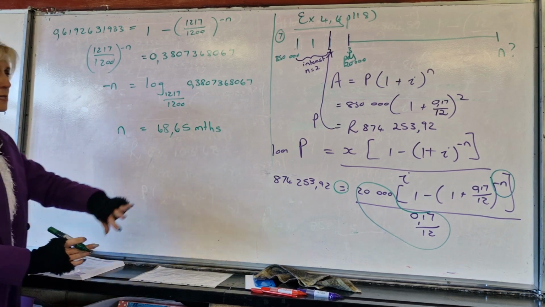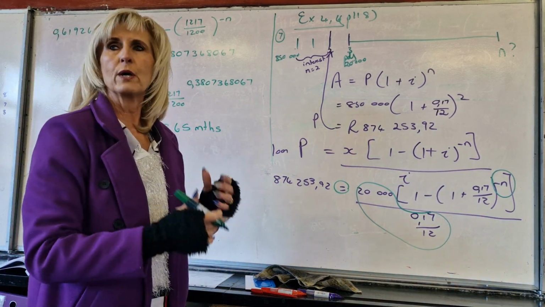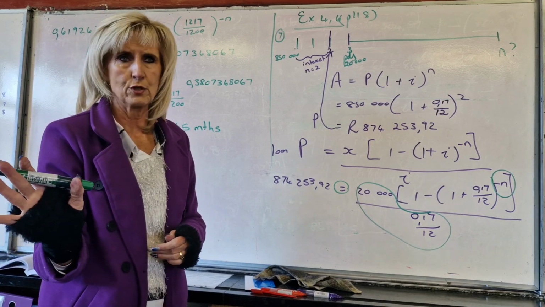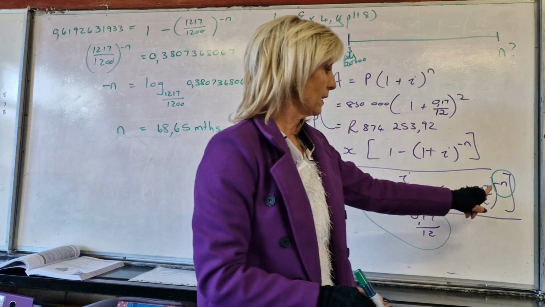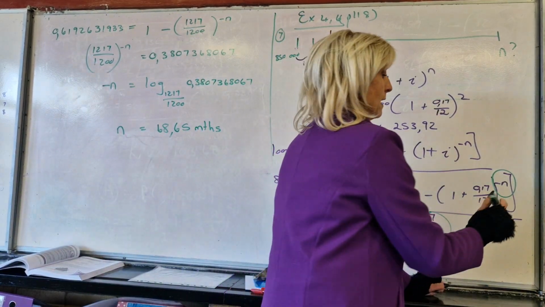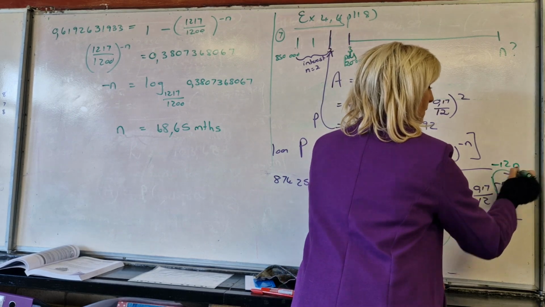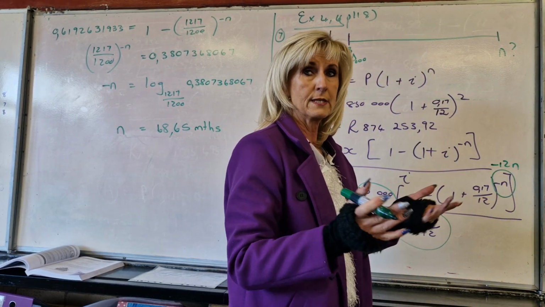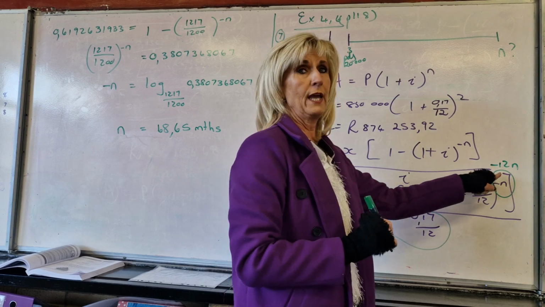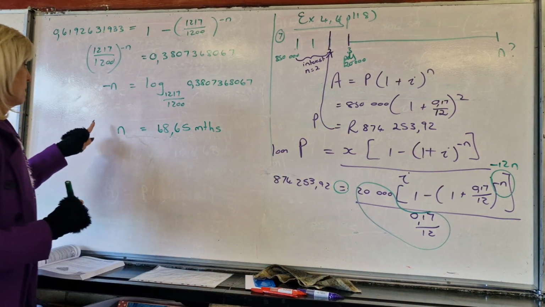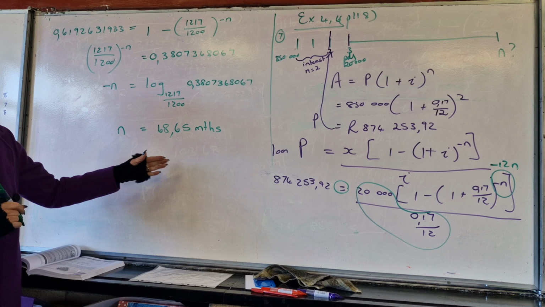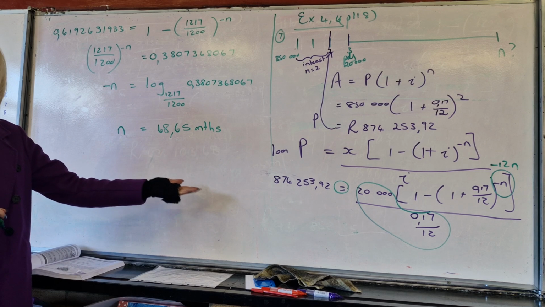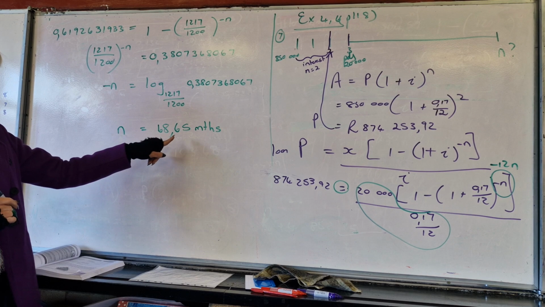Months. Because this whole sum was in months. Now what a lot of kids do, and you're welcome to do that, is when you start off here and you know that it's monthly, they write here negative 12n. And that's fine. Depends on what your fancy is. Because then you will not forget when you get here, minus 12n to go and divide by 12, which you have to do now because that is months.